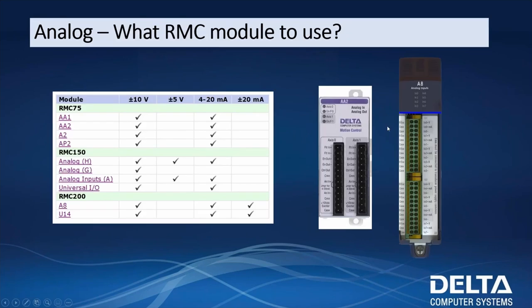Okay. So what RMC module do you want to use? Well, you can see with each of our controllers, again, we have many options. Here's an AA2 from the RMC 75, and here's an A8 from the RMC 200, but whatever controller you choose, you're going to have options for analog feedback.